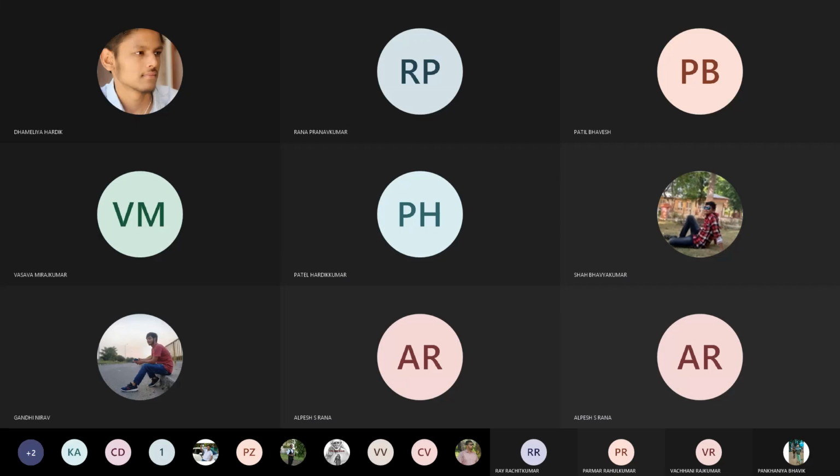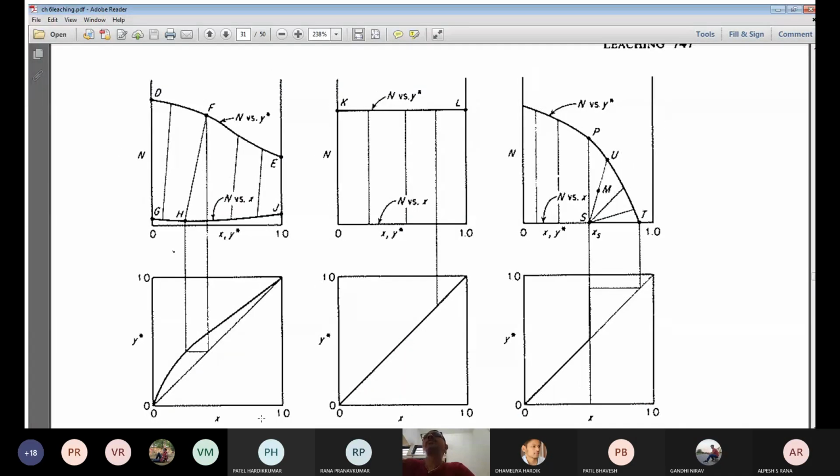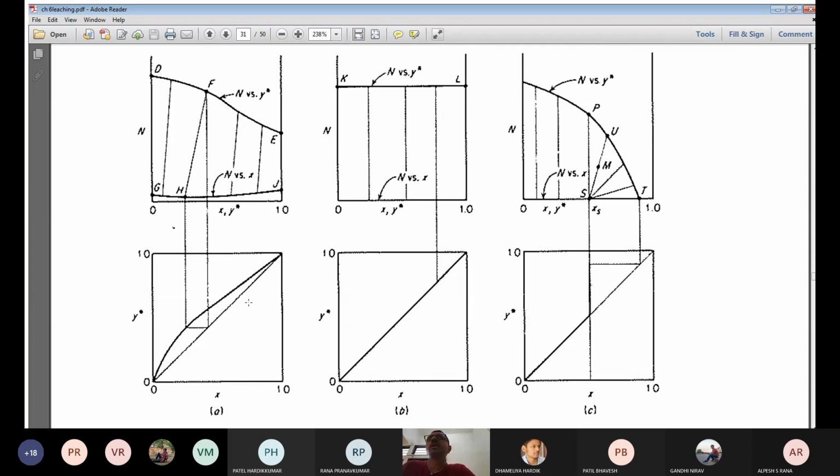In the figure you can see these are the types of equilibrium curve possible in the leaching operation. So there are three types of equilibrium curve possible. Let us discuss these three types of equilibrium curve. Curve number A, figure A.